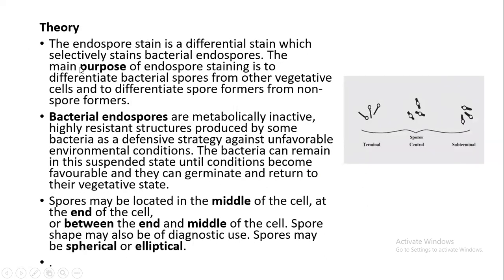So endospores are basically spores that are produced by the bacteria in order to endure unfavorable environmental conditions or stress conditions. So for the staining, we make use of a differential stain that is going to selectively stain the bacterial endospores. The main purpose of the staining method is basically to differentiate between bacteria that are able to form spores from those which are not able to form spores.